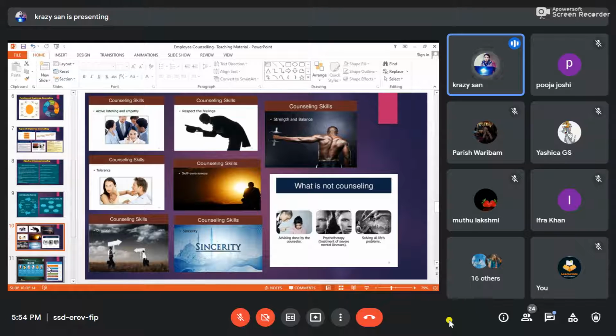And what is not counseling? Advising done by the counselor, meaning they keep on forcefully advising. That is not counseling, okay? Like our parents or our teachers sometimes say, if you do this, you do this. That is not counseling. Do not take it in that way.